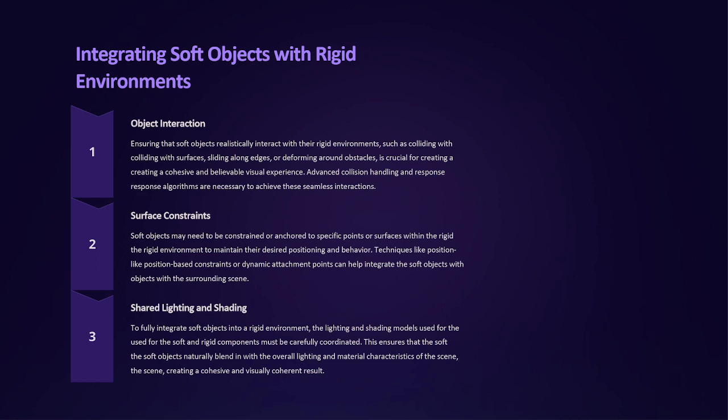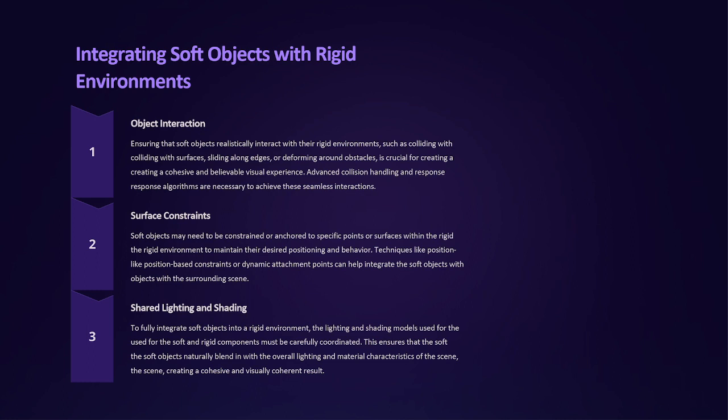The second one is surface constraint. Soft objects may need to be constrained or attached to a specific point or surface within the rigid environment to maintain their desired positioning and behavior. Techniques like position-based constraints or dynamic attachment points can help to integrate the soft object with the surrounding scene.